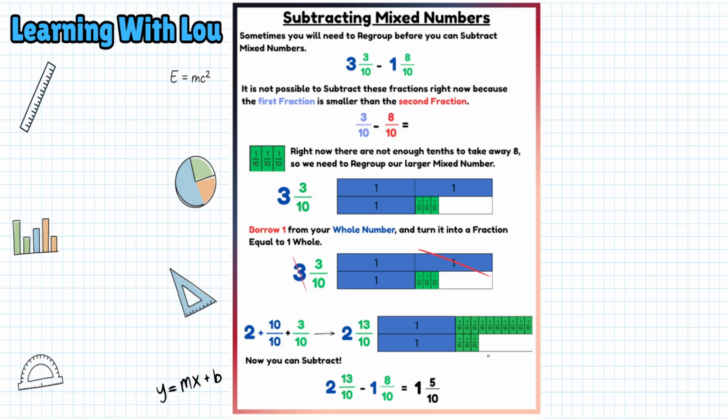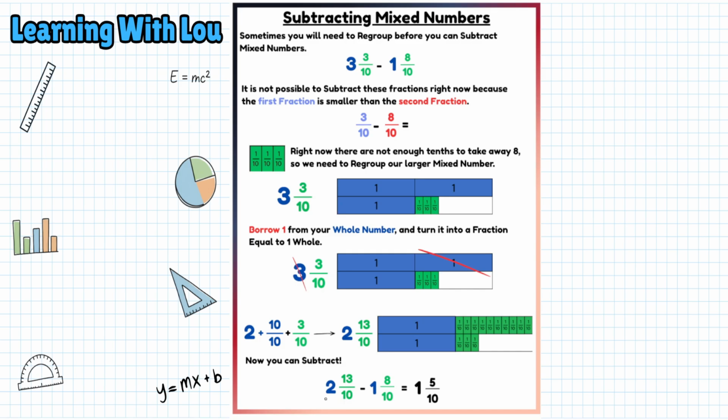So now you can say, well, I have 2 and 13 tenths. That's still the same as 3 and 3/10. We just made it so we have more fractions to take from. Now that we've rewritten our 3 and 3/10, we have 2 and 13/10 minus 1 and 8/10.